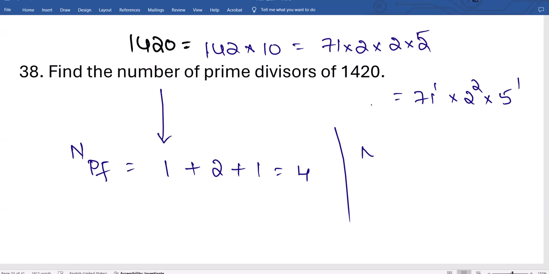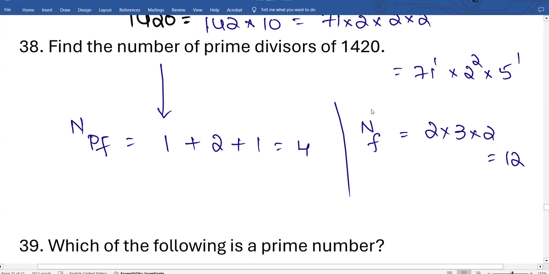No sir, it is regarding number of factors, NF. NF means number of factors. Then add 1 to the power and then multiply. Yeah, answer 12 is correct. If it is regarding number of factors, then add 1 to the power and then multiply. A power m, B power n, C power p, then the answer is m plus 1 into n plus 1 into p plus 1. That's what we learn in number systems. Okay, that's number of divisors.